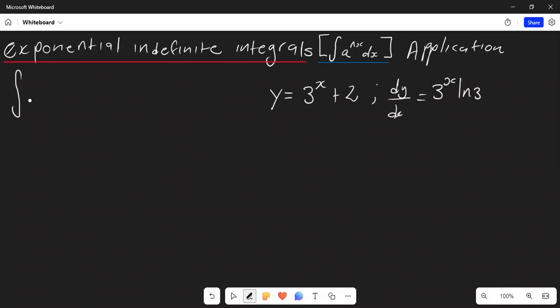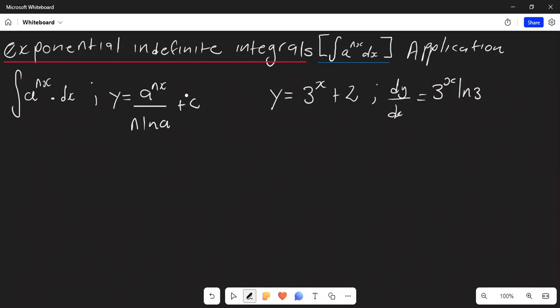So the formula goes like this. We have a, which is our base, to the power of n, which is the coefficient of x, so a to the power of n multiplied by x, dx. Remember, dx basically means that we are integrating with respect to x. The integral of this type of function is going to be a to the power of nx, where a is our base, divided by n, the coefficient of x, times natural log a, plus c.